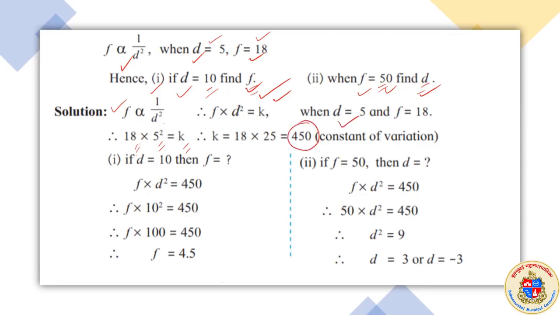Once we got the constant, we are smart now. D is equal to 10 and constant is 450, and we'll find out f. If f is given as 50, the constant is 450 from the same situation, and D is equal to 3 or minus 3. D square 9 मिला, तो आंसर में 2 आ गया, क्योंकि माइनस 3 स्क्वायर भी 9 है, 3 स्क्वायर भी 9 है, तो D स्क्वायर 9 मिलने से 2 आंसर मिल जाते हैं, प्लस और माइनस 3. That common thing you know very well.